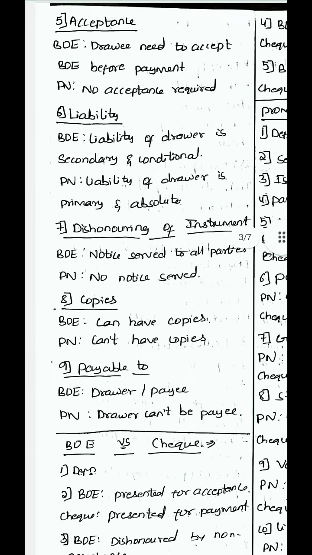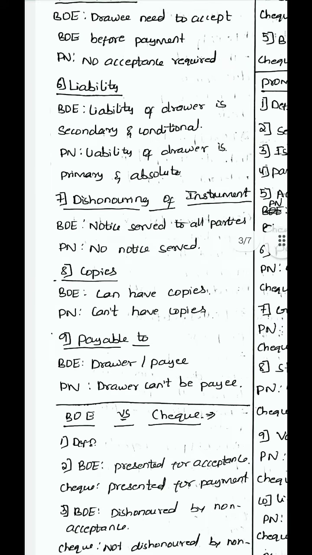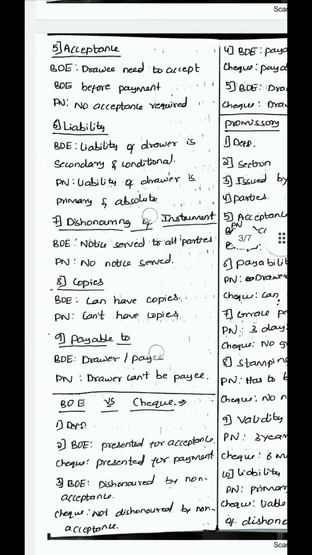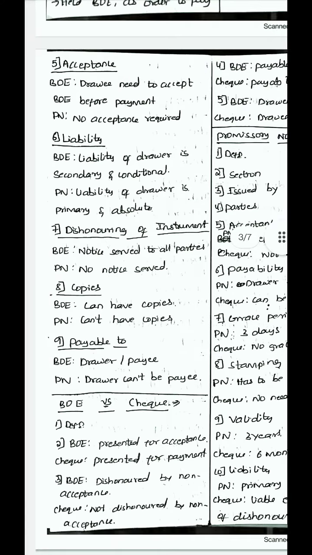Copies. In bill of exchange, you can create copies of that instrument, but a promissory note's copies can't be created. It is payable to: the bill of exchange is payable to drawer or payee. So the one who is making the instrument can take the payment, or the payee to whom we are going to pay it can also take the payment. But in promissory note, the one who is making the instrument, the drawer, can't be payee, can't accept the payment. So this is the difference between bill of exchange and promissory note.